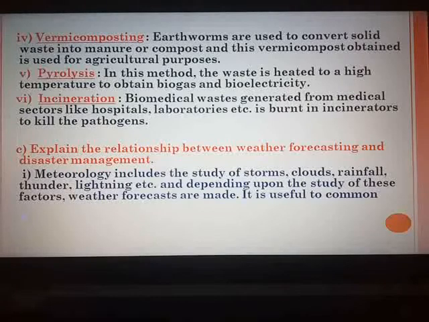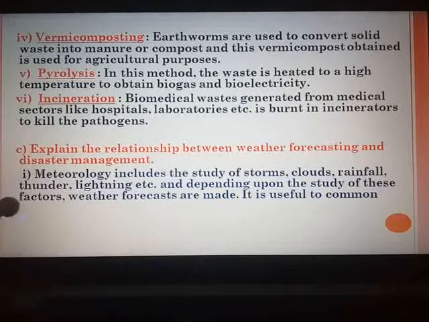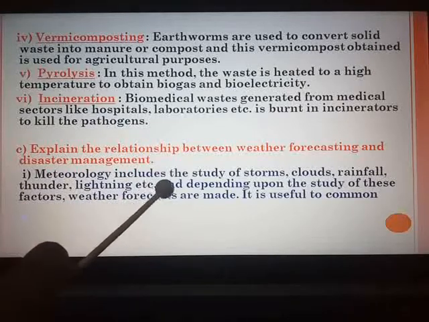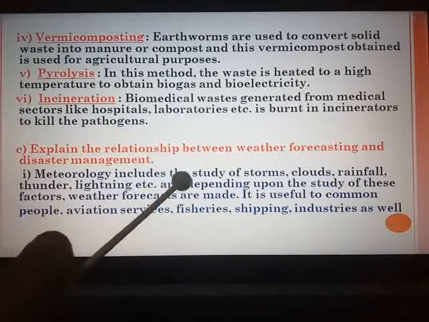Second paragraph, page number 98, under the heading Meteorology. Meteorology includes the study of storms, clouds, rainfall, thunder, lightning, etc. And depending upon the study of these factors, weather forecasts are made.